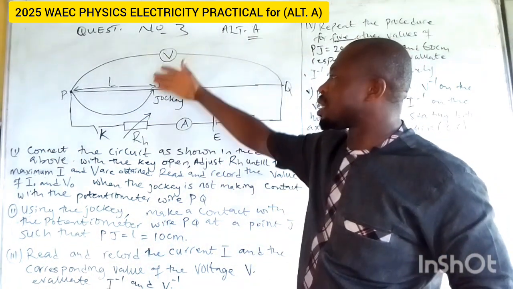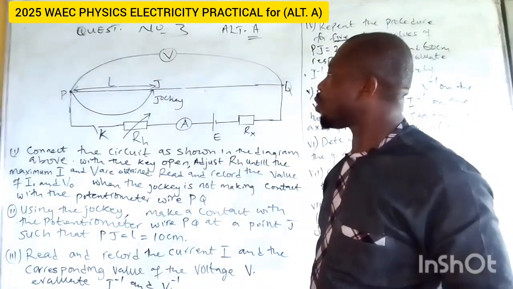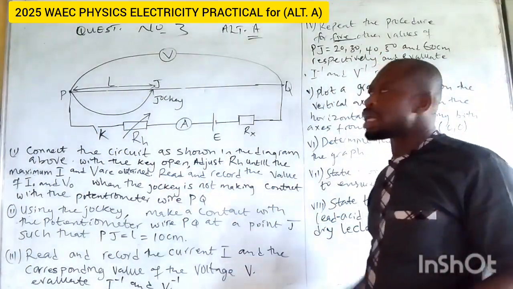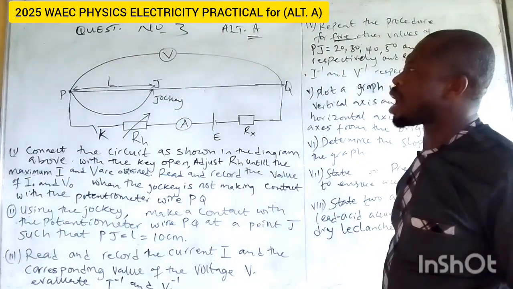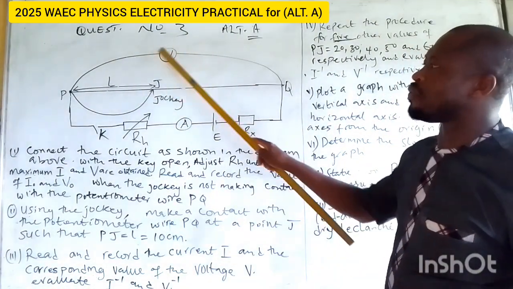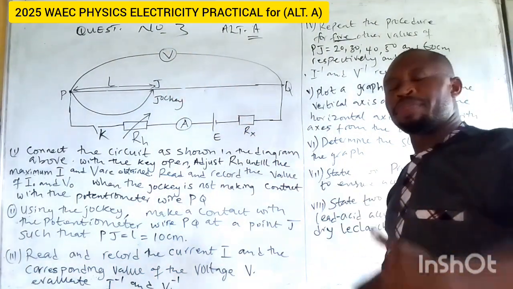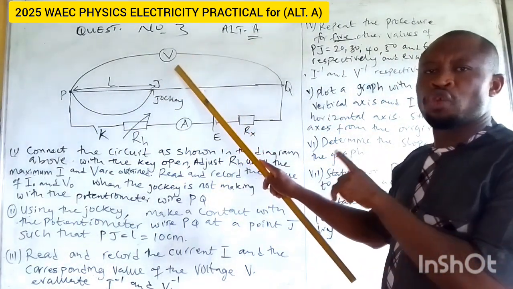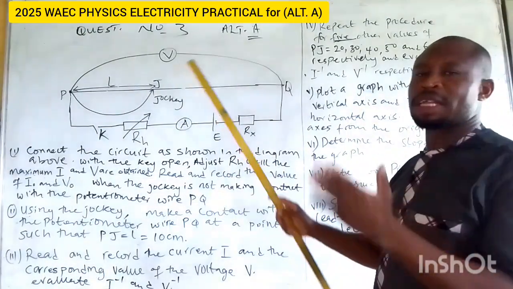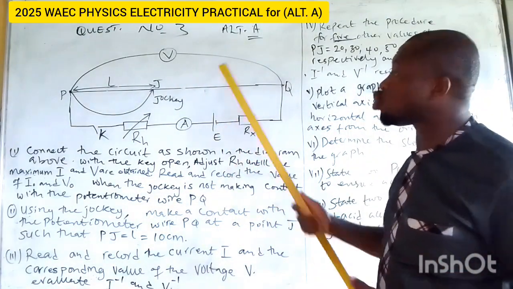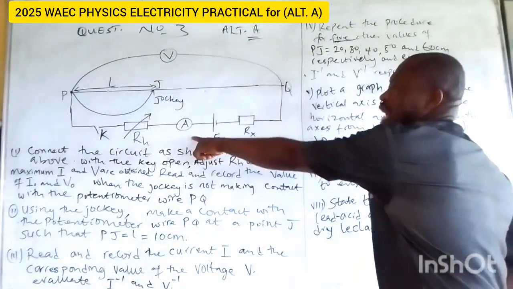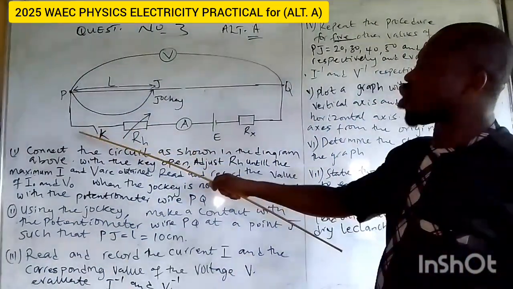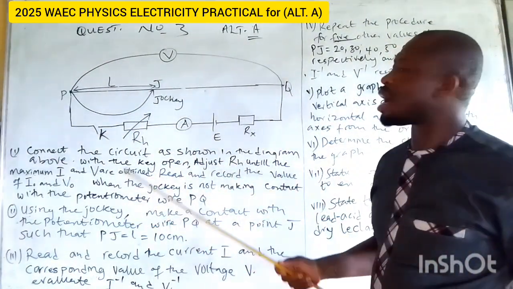Now we have this setup. From P to Q is a potentiometer wire. This is the voltmeter. From the items required by WAEC, they requested a 2 volts voltmeter, that is, a voltmeter that reads from 0 to 2 volts. Now we have this ammeter here. It reads from 0 to 1 ampere. We have other necessary equipment here.